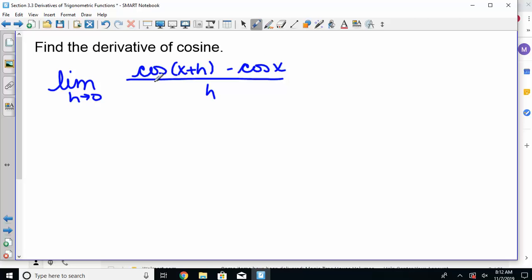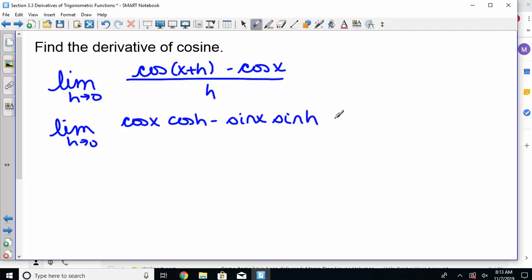So, now I can use that formula right here. So we go to cosine x, cosine h, minus sine x, sine h. We still have the minus cosine x on the end.